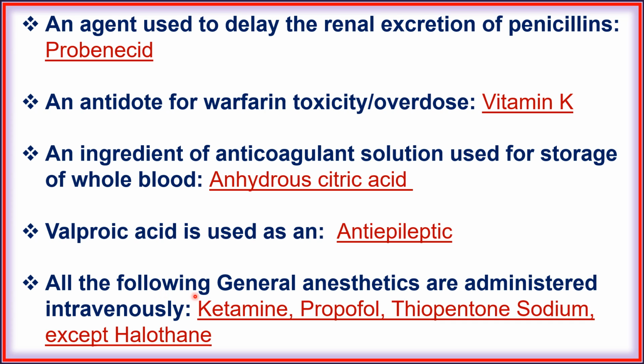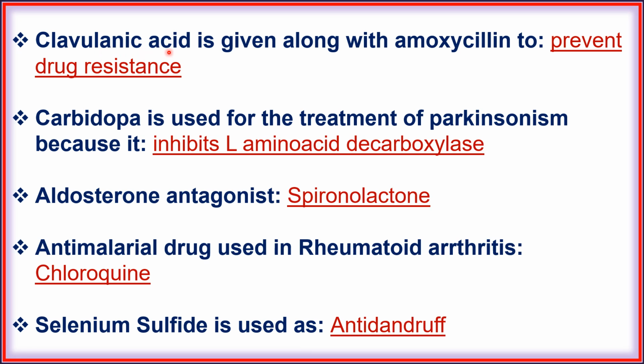Next, all the following general anesthetics are administered intravenously, that is ketamine, propofol and thiopentone sodium. These three anesthetics are administered intravenously. However, halothane is administered by inhalational route. Next, clavulanic acid is given along with amoxicillin to prevent drug resistance. Next, carbidopa is used for the treatment of Parkinson's because it inhibits L-amino acid decarboxylase.